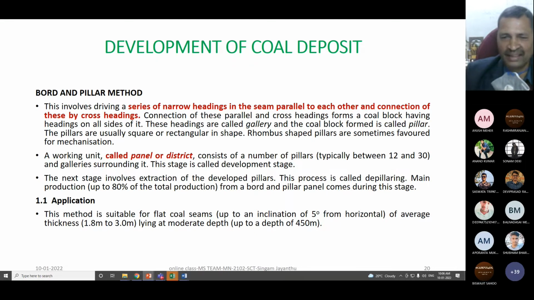Okay, take it light. Right, so the process of de-pillaring means now you are not happy with keeping those pillars for a long time because we want that pillar coal also to be extracted. So we de-pillar it. There are so many methods, and all those things definitely we will be discussing in our future classes, right?